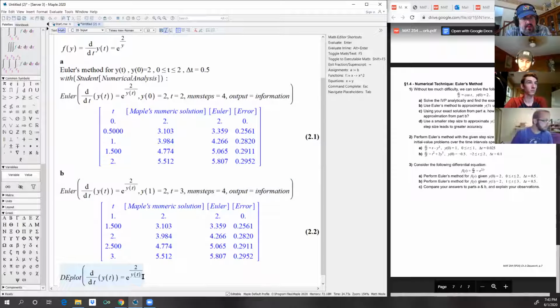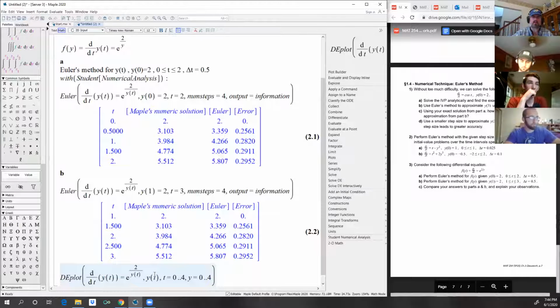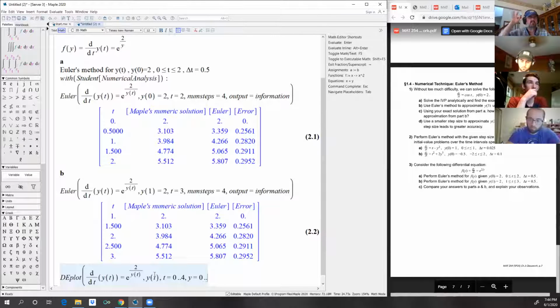Yep. And then the code would be after that, comma y of t to identify the differential or the dependent variable, comma t equals, let's just go from 0 to 4, something like that. And then we don't need an initial condition. We can add them later if we want. Let's go y equals, well, I don't know, 0 to 4 as well. Actually, no, we need to go higher than that, 0 to 6. We'll do 0 to 6. And then let's give it a shot.